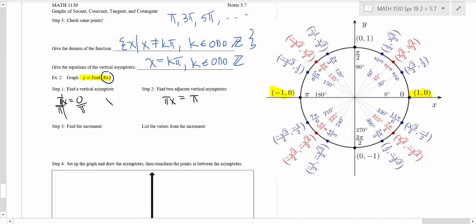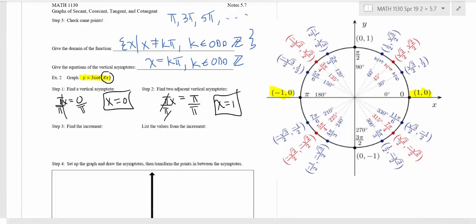So you end up getting x equals 0 would be one of your vertical asymptotes. That's the first one we're going to use. Then over here, you can divide both sides by pi. So you would get x equals 1. And by the way, you can tell what the period is now. What's the distance between those asymptotes? 1, therefore the period's 1. The period's the distance between the two asymptotes you find.